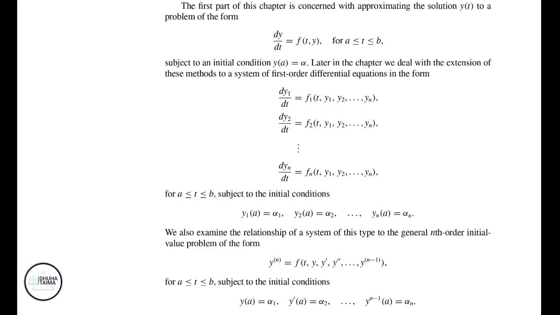We also examine the relationship of a system of this type to the nth order initial value problem of the form y to the n equals f of t comma y prime comma y double prime up to y to the n minus 1 for a less than or equal to t less than or equal to b, subject to the initial conditions y of a equals alpha 1, y prime of a equals alpha 2, up to y to the n minus 1 of a equals alpha n.